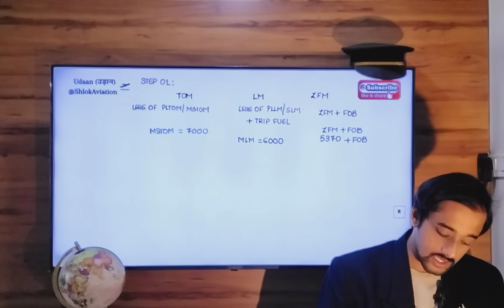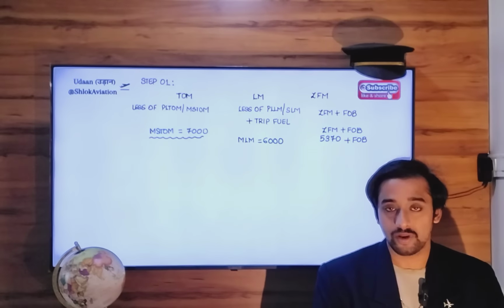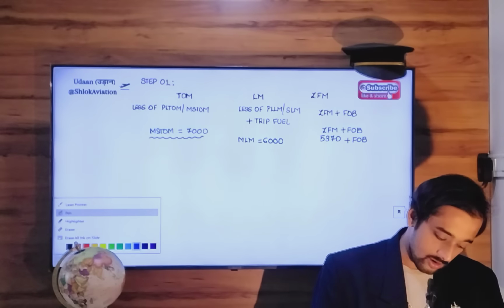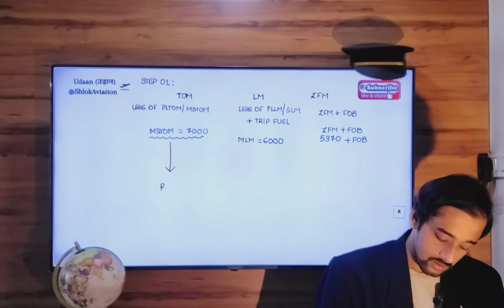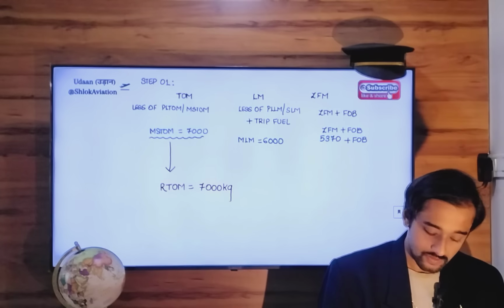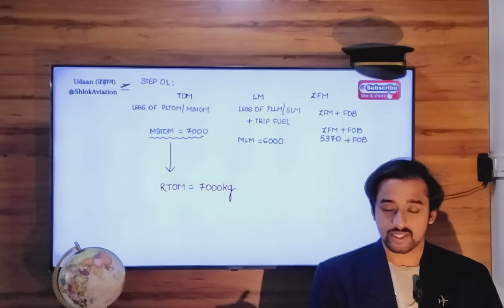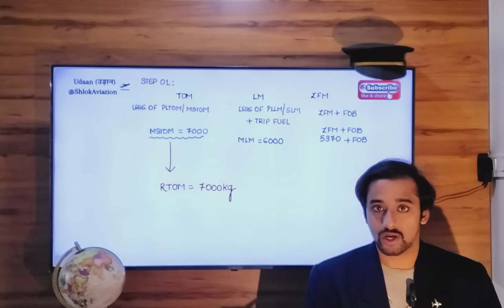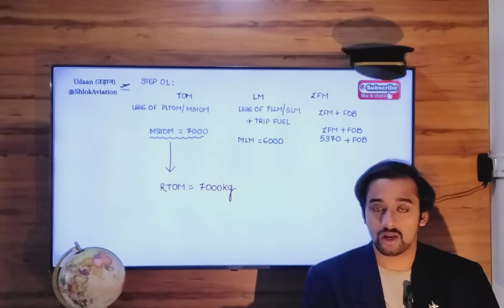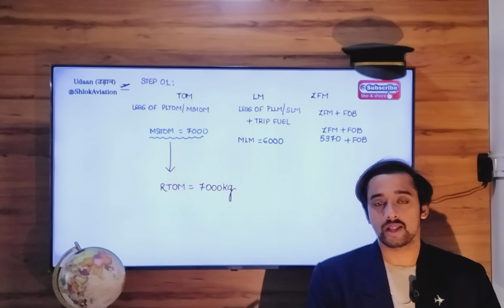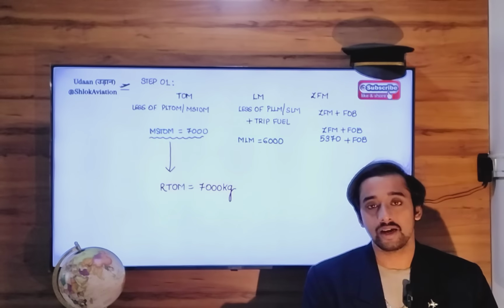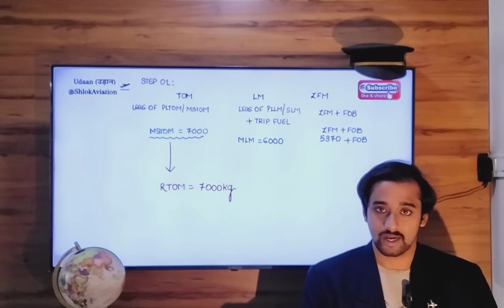So we are going to consider this takeoff mass to be our regulated takeoff mass. Regulated takeoff mass will be equal to 7000 kg. The other two columns, for landing mass and zero fuel mass, are useless since we do not have trip fuel in case of the landing mass column, and takeoff fuel or fuel on board in case of the zero fuel mass column. So we cannot continue with the equation and find takeoff mass with respect to those quantities.